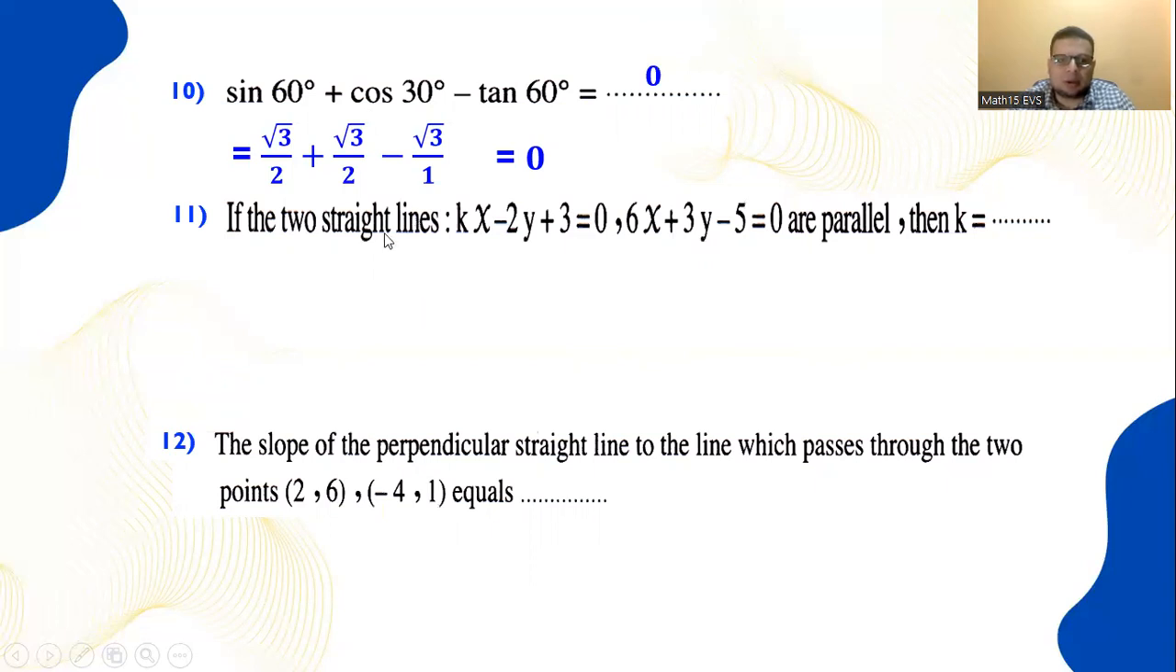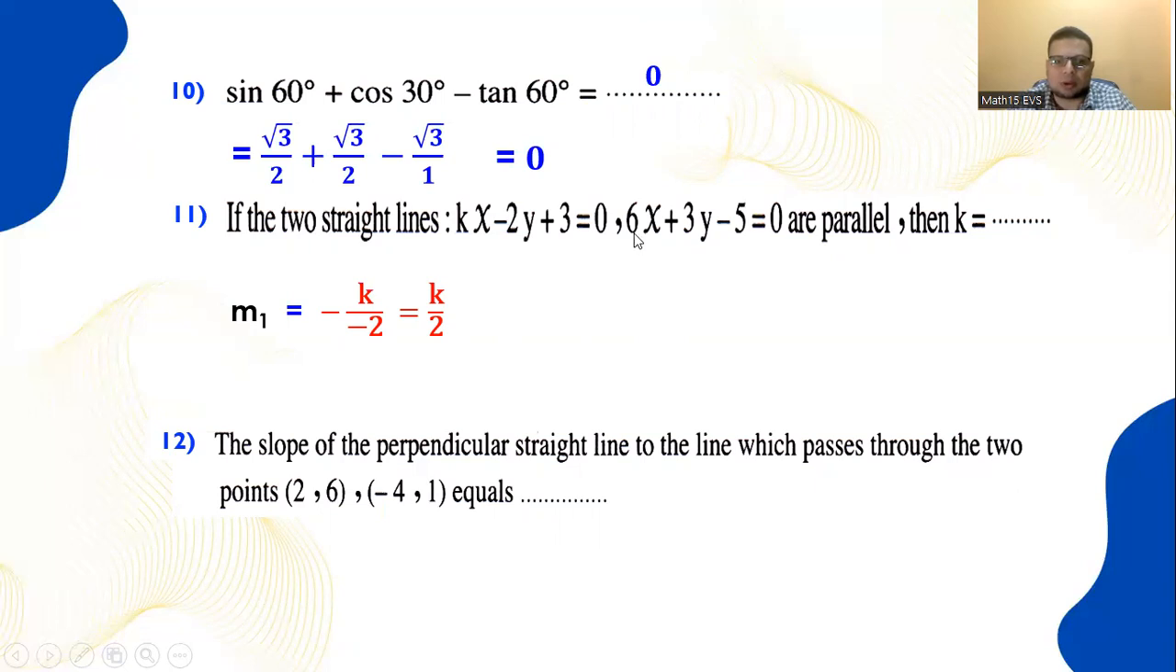Question number 11. If the two straight lines kx - 2y + 3 = 0 and 6x + 3y - 5 = 0 are parallel, then k equals what? Parallel just means the slope M1 of the first line equals the slope of the second line. M1 is negative coefficient of x over coefficient of y, then negative k over negative 2, the negatives cancel, so it will be k over 2.